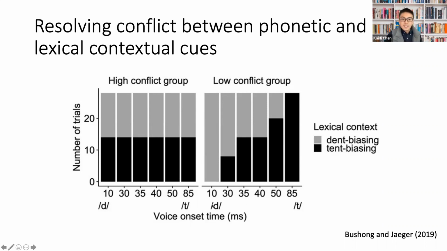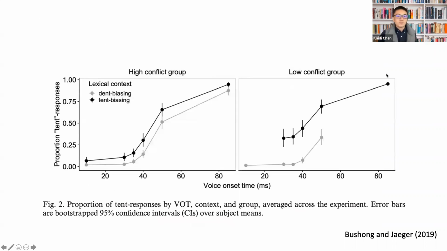For the 10 millisecond VOT, it is more d-like. And here, listeners only hear dent biasing, as you can see, they're all gray here. They only hear dent biasing lexical context, but never hear tent biasing context. So that is a low conflict group, more convergent, correlated, and natural.